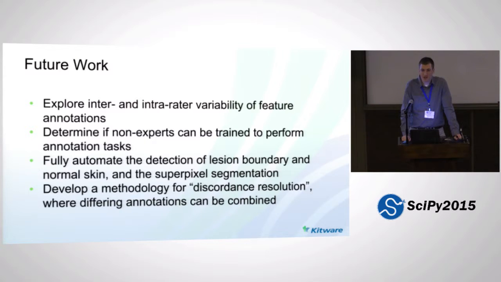We would definitely like to explore this. We'd also like to explore a method for dealing with what's called discordance, where you have disagreement among experts, and see if there's some way we can come up with a consensus. And if we can come up with a consensus, can we then train non-experts to perform this task? Because it's extremely time intensive to get clinicians with 20 years of experience to sit down and annotate hundreds of images. So if we could train non-experts, that would be extremely helpful to generate future data sets. And also we're working with some people at IBM Research to automate the detection of the lesion boundary in normal skin. And they're probably one of the first consumers of our data sets.